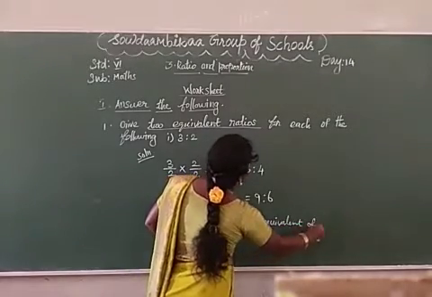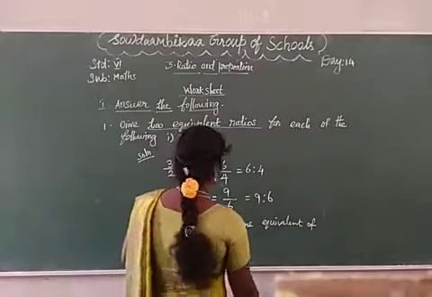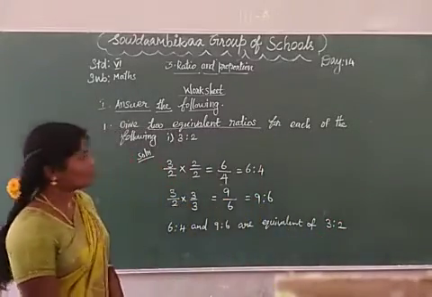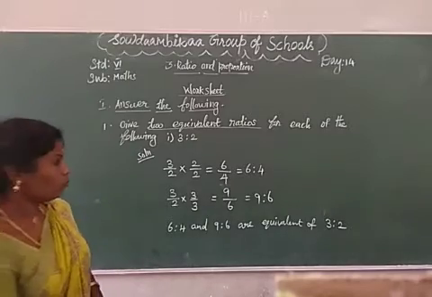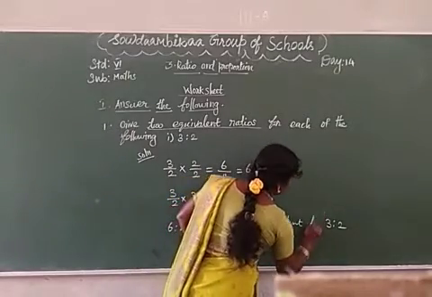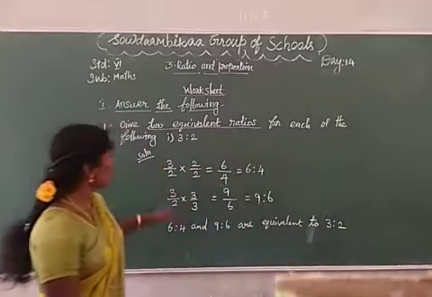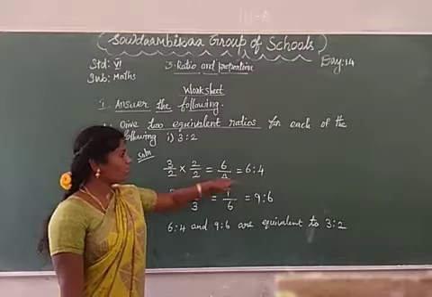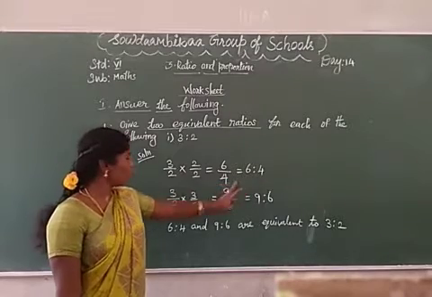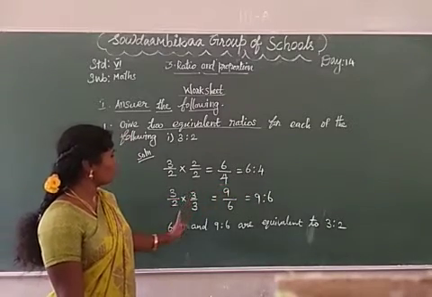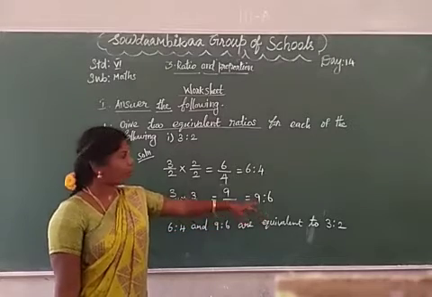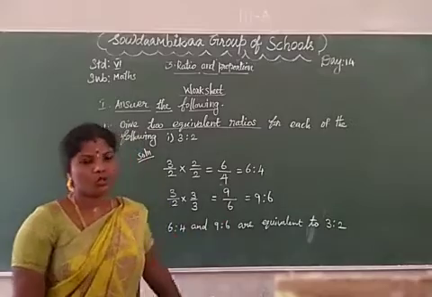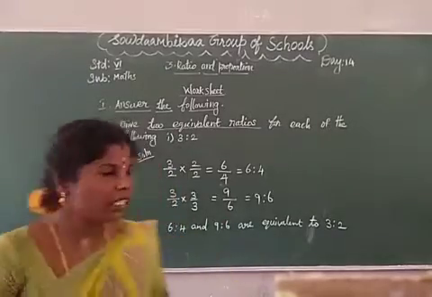Equivalent ratio of 3:2. Equivalent ratio to 3:2. Okay. First we multiply by 2 table. 3 2s are 6, 2 2s are 4. 6 divided by 4. The answer ratio is 6:4. Next 3 table. 3 3s are 9, 2 3s are 6. 9:6. The 6:4 and 9:6 are equivalent ratios to 3:2. The next sum.